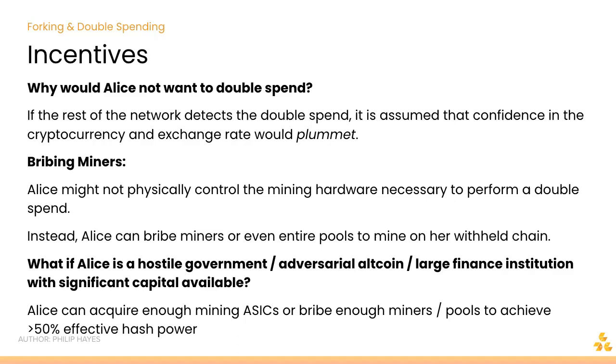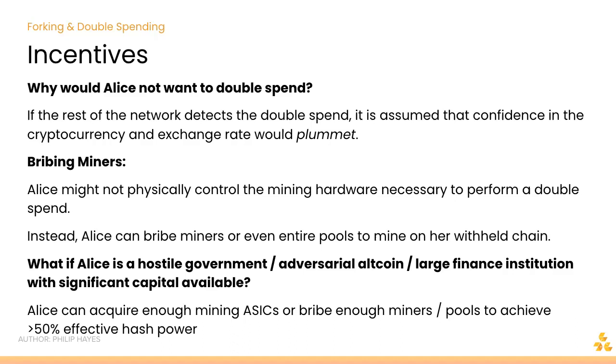So then the cryptocurrency would plummet. Another thing we should talk about is bribing miners. Alice might not physically control all of the mining hardware necessary to have that 51% network hash rate power, so that she could double spend however much she wants. But she can bribe miners, using whatever ways people bribe one another, or even entire pools, to only mine on her own chain. And Jake's gonna be talking a little bit about that in a second.